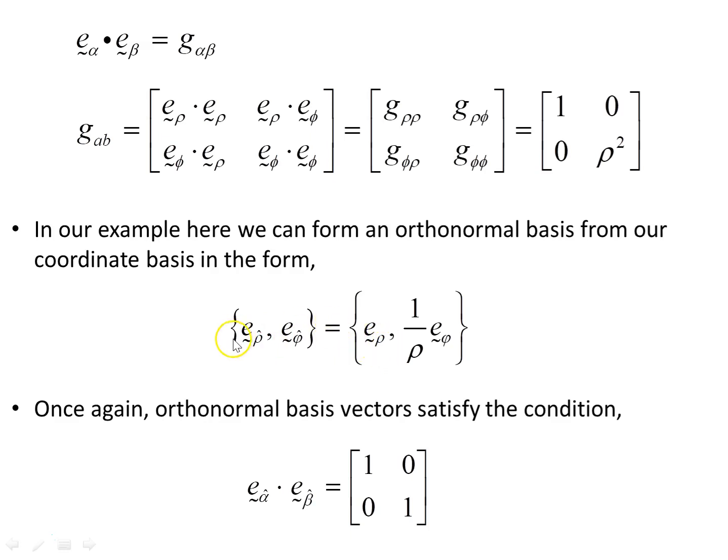Both have magnitude 1. Once again, the orthonormal basis vectors satisfy the condition e_alpha hat dot e_beta hat is the matrix (1, 0, 0, 1). In Minkowski space, the top one will be -1, but in general in flat space, we have this diagonal with 1s in it and everything else 0. So a coordinate basis satisfies the metric condition, and in space-time an orthonormal basis will satisfy this, equal to the flat Minkowski metric. But in this case, it's just 1, 1 for polar coordinates in our example.